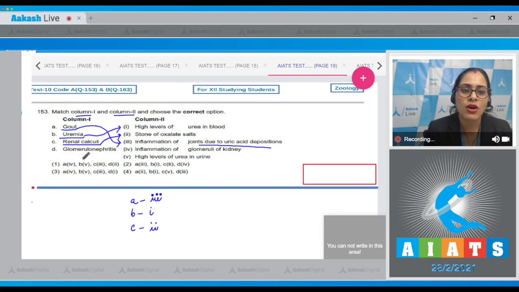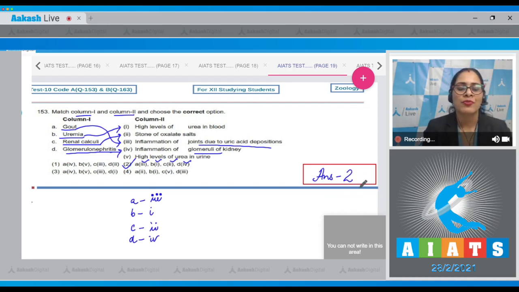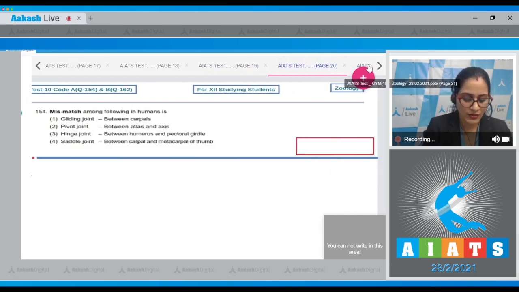And the last option in column 1 is glomerulonephritis, which is inflammation of glomeruli of kidney. So D in column 1 matches with the fourth option in column 2. So the correct answer to this question is option number 2. A matches with 3, B with 1, C with 2 and D with 4. So the correct answer is option number 2. Let's proceed to the next question. Question number 154. Mismatch among the following in humans is.